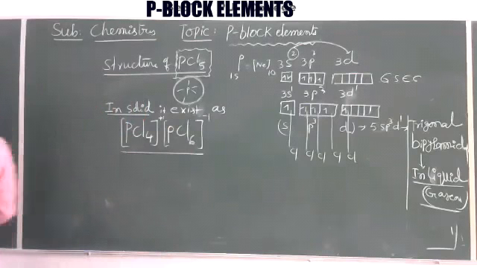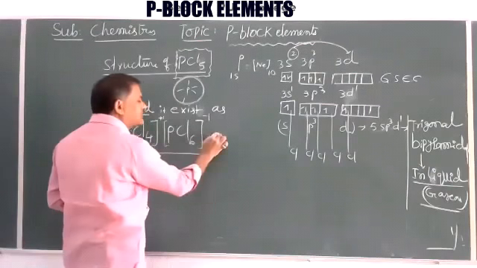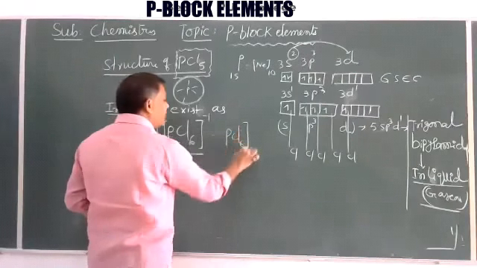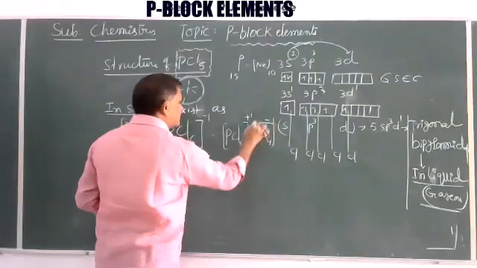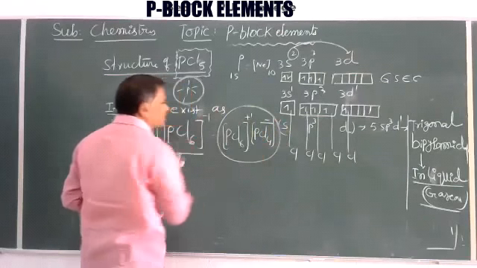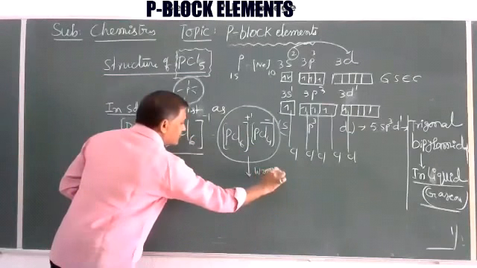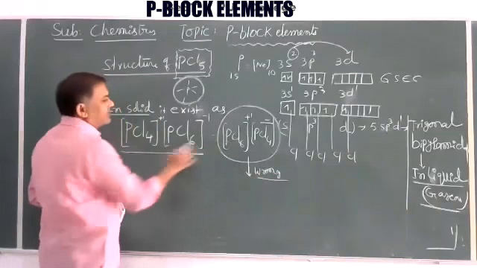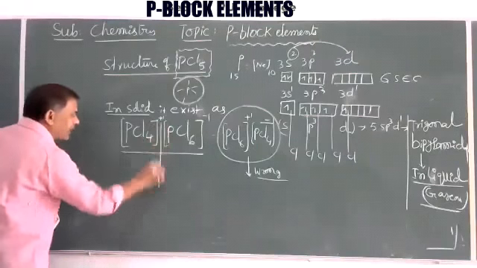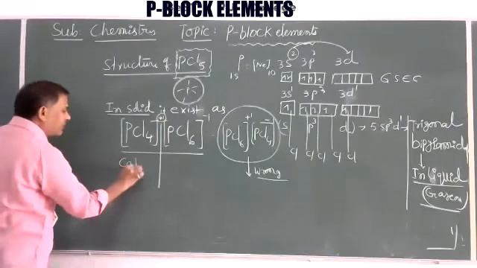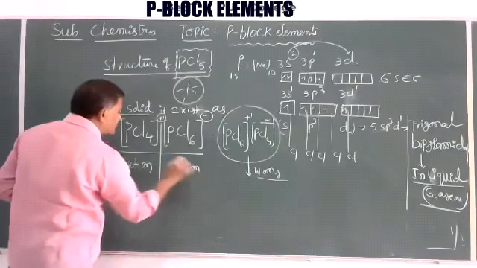In examination, generally, to confuse the students, they'll give PCl6 plus 1 and PCl4 minus 1 instead of this. In examination, they'll give like this also. But this is the wrong interpretation, wrong explanation, wrong structure. Now in solid state, it exists like this. Here a positive charge is there, that is the cationic complex. It is minus 1, the anionic complex.